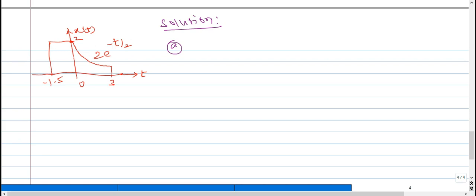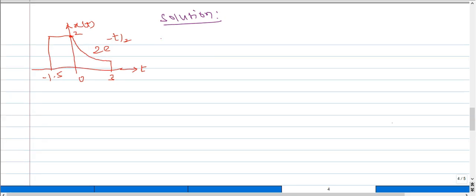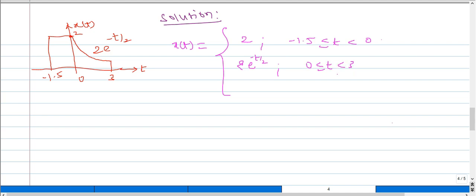Okay, so first we can write the equation of this x. So our x of t will be equal to 2 when t is between -1.5 and 0. Okay, and it is 2 to the power minus t by 2 when t is in the range between 0 and 3, and it is 0 otherwise.